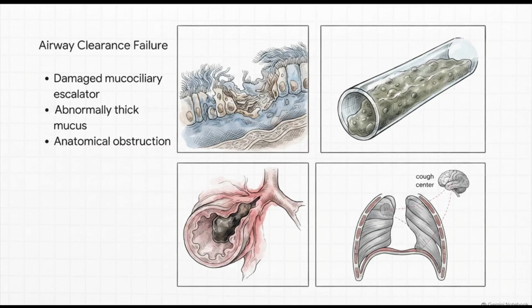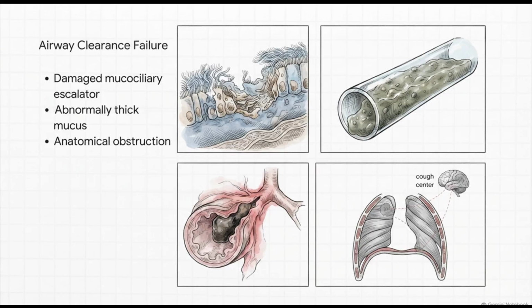Entry just isn't enough. Next, our mechanical defenses have to fail. Normally, we cough out invaders, or our microscopic cilia beat the mucus upward to clear it out. It's a pretty amazing system known as the mucociliary escalator. But look at these roadblocks.